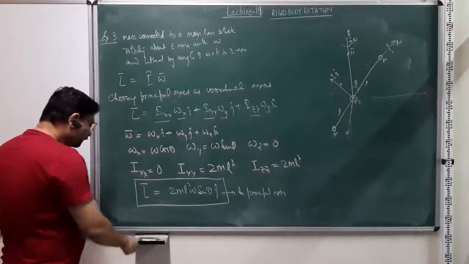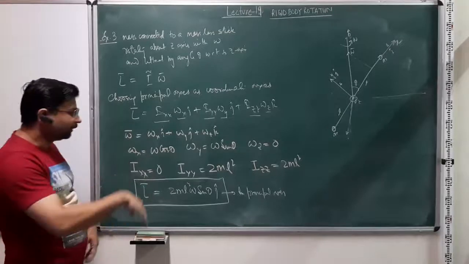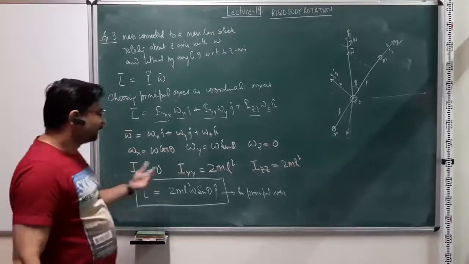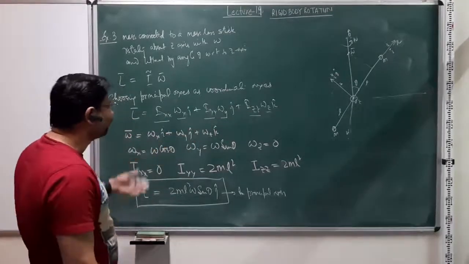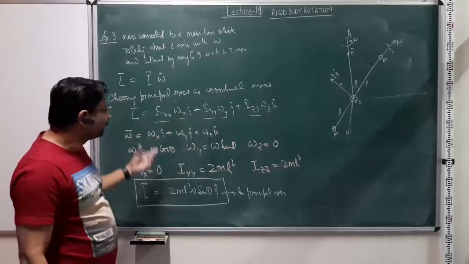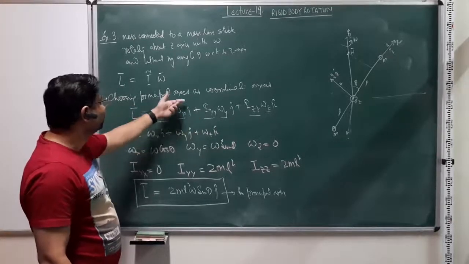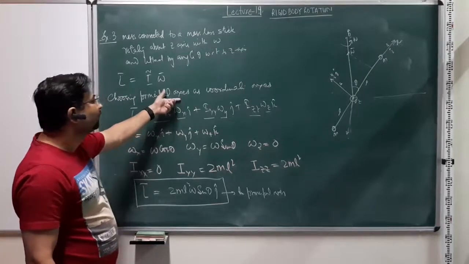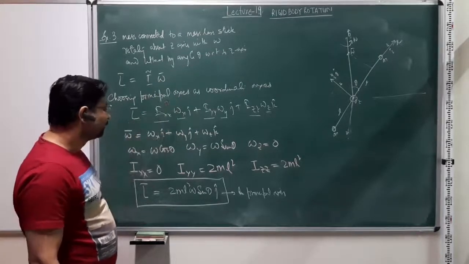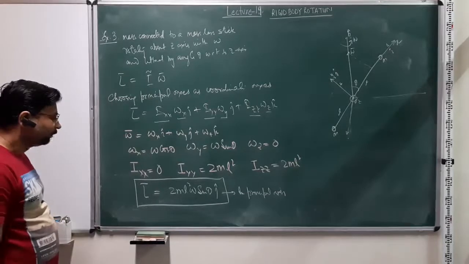Okay. So this is one part where we could have done this analysis directly without invoking this relationship, but it also shows how we can apply the principal axis, how we can choose the principal axis as a coordinate axis, and then try to get the total angular momentum for the system.